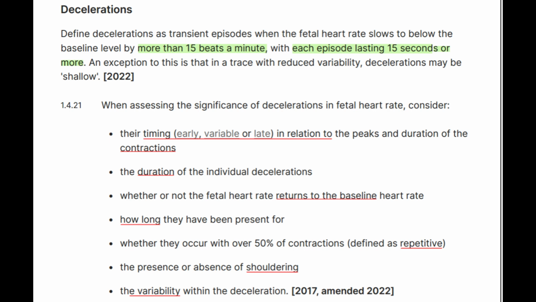Decelerations. Define decelerations as transient episodes when the fetal heart rate slows to below the baseline level by more than 15 beats a minute, with each episode lasting 15 seconds or more. An exception to this is that in a trace with reduced variability, decelerations may be shallow. When assessing the significance of decelerations in fetal heart rate, consider their timing, early, variable, or late, in relation to the peaks and duration of the contractions. The duration of the individual decelerations. Whether or not the fetal heart rate returns to the baseline heart rate. How long they have been present for. Whether they occur with over 50% of contractions, defined as repetitive. The presence or absence of shouldering. The variability within the deceleration.